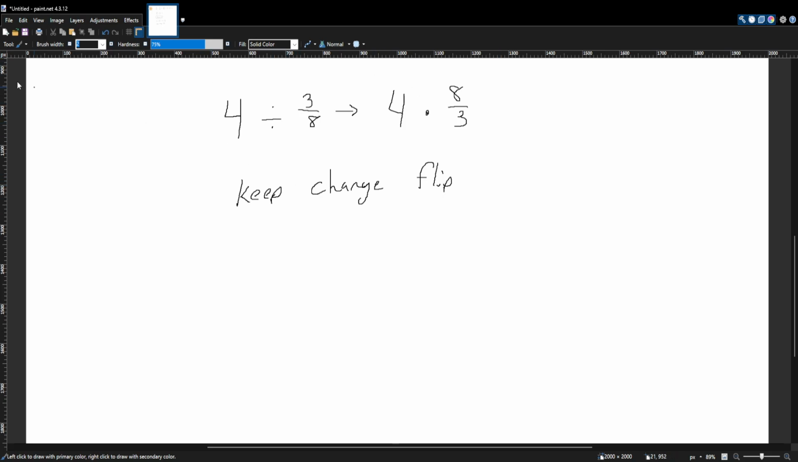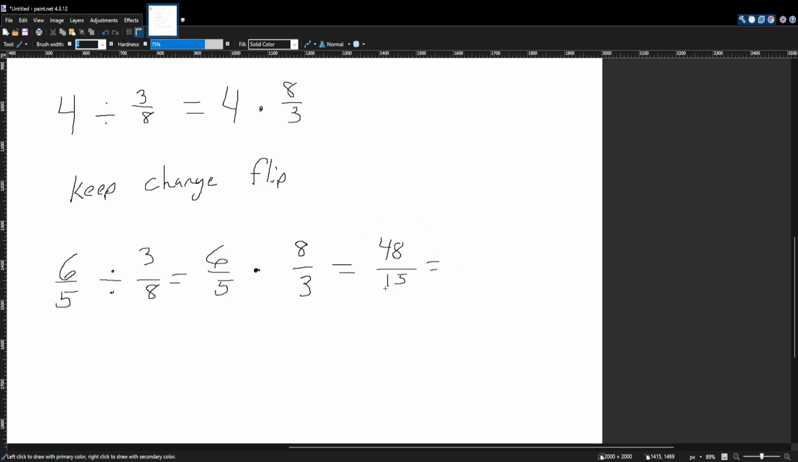And so this is the same whether this 4 is a whole number or another fraction. So let's say I had 6/5 and I wanted to divide by 3/8. Well, that's the same as 6 divided by 5. We keep the first number, change the operation to multiplication, and we flip the second fraction, 8/3. 6 times 8 is 48, 5 times 3 is 15, and then we get our final answer here.